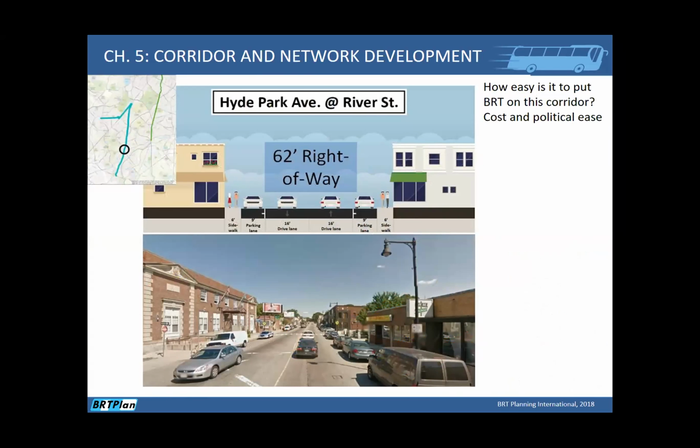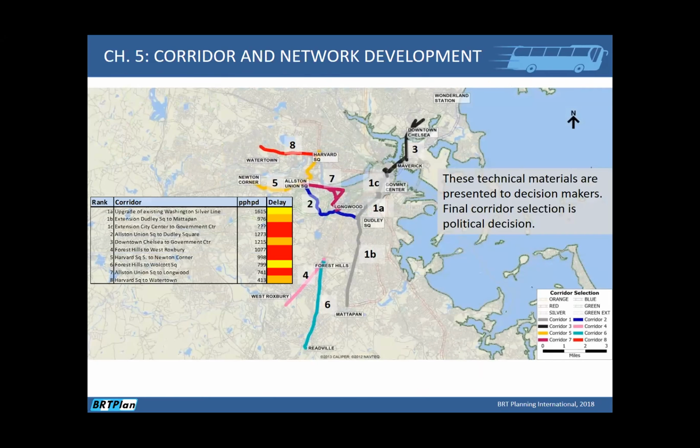The next thing you want to look at is the roads. Obviously, it's pretty tough to build a BRT corridor down a low density, narrow commercial strip like shown here. You can do it, but you know it's going to be a little bit more challenging. So you put all those things together, and then you hope that the political leadership will make an intelligent choice.